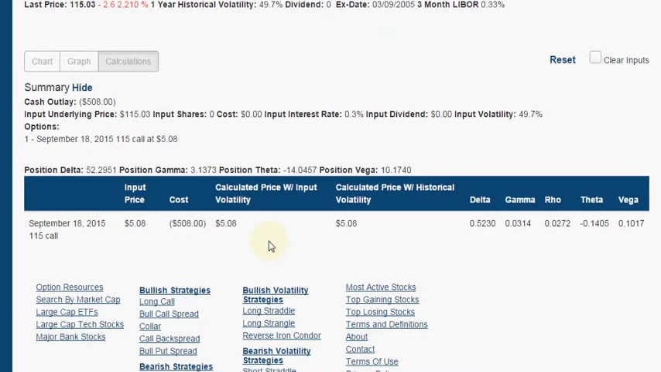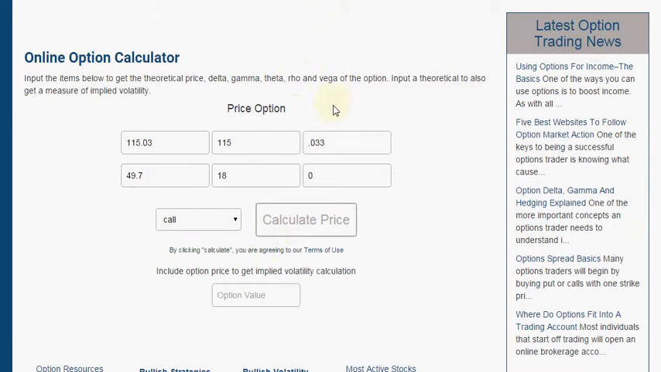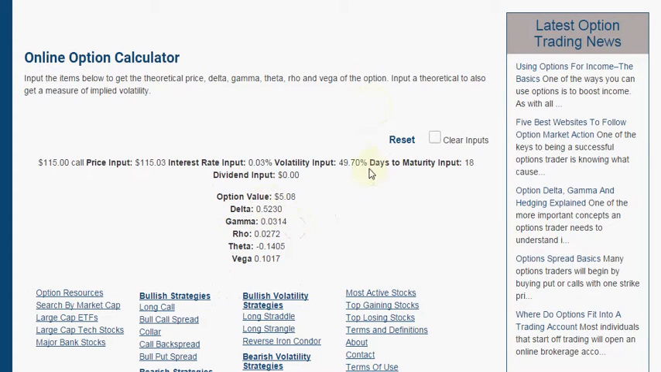As we know, Vega represents what the move in the value of your position is going to be with a 1% move in implied volatility. So our position Vega is going to move approximately $10 for each 1% move in implied volatility. So if we go here, I've already input the actual option inputs in our online option calculator. So we have the 115 call, and you can see the calculated price is 5.08, just like we have on our analytical tool.